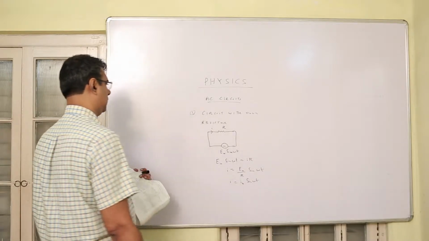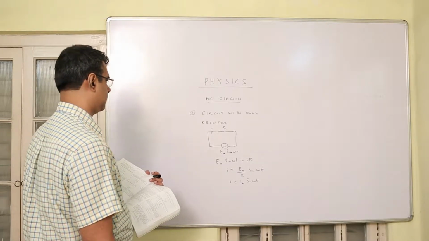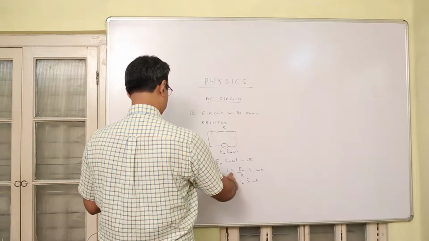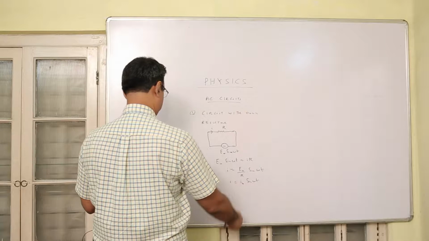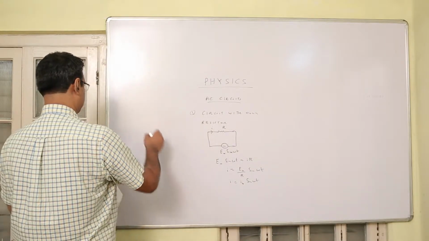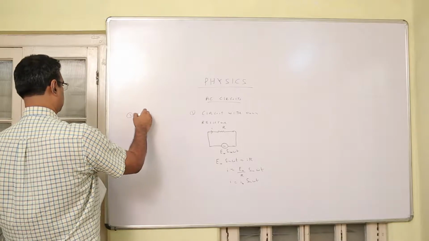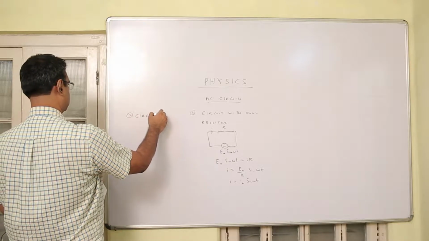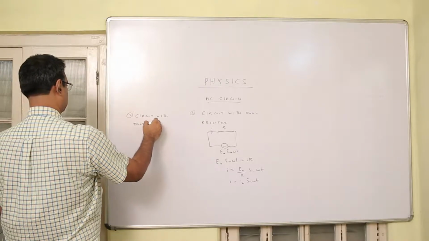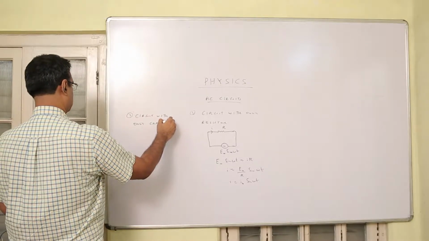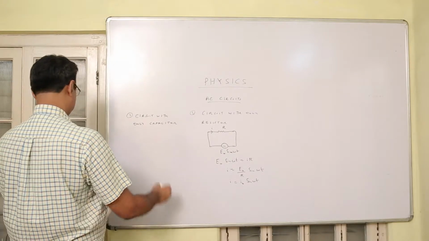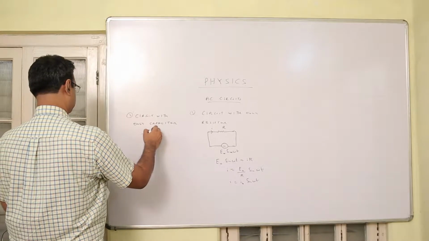So if you have an AC circuit with only a resistor, then E0 sine omega t is IR. So I is E0 by R sine omega t. So I is equal to I0 sine omega t. Then we come to the circuit with only a capacitor.